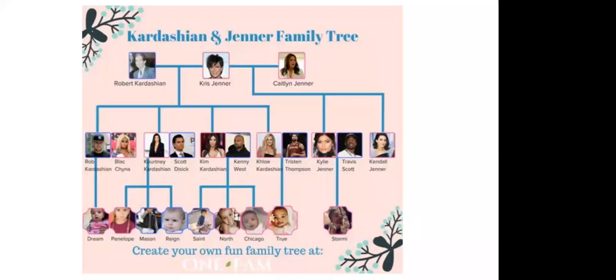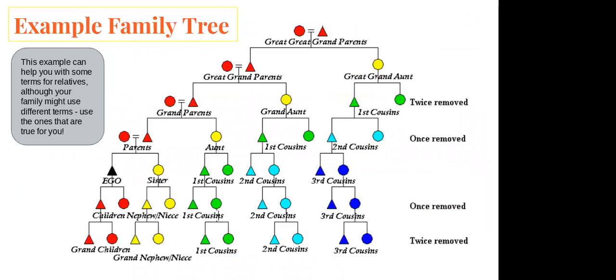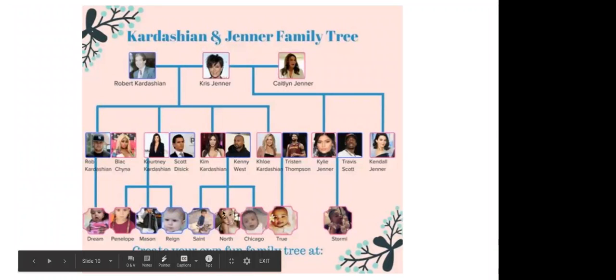So this would be the Kardashian Jenner family tree. We can see it's laid out pretty much the same way as the first one was. So we have Robert Kardashian and Kris Jenner. They get married and they have kids, which gives us Rob Kardashian, Courtney, Kim, and Khloe. And then they all get married and they have kids. So then we get Northwest and Saint West from Kim and Kanye.